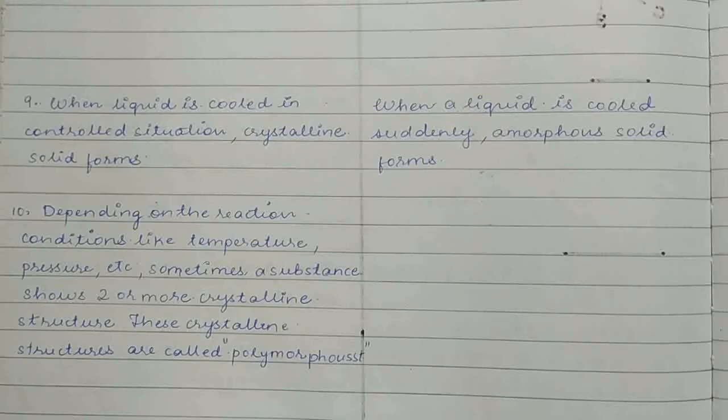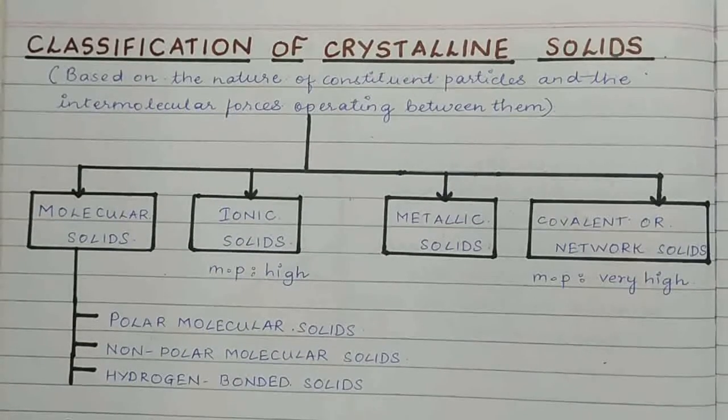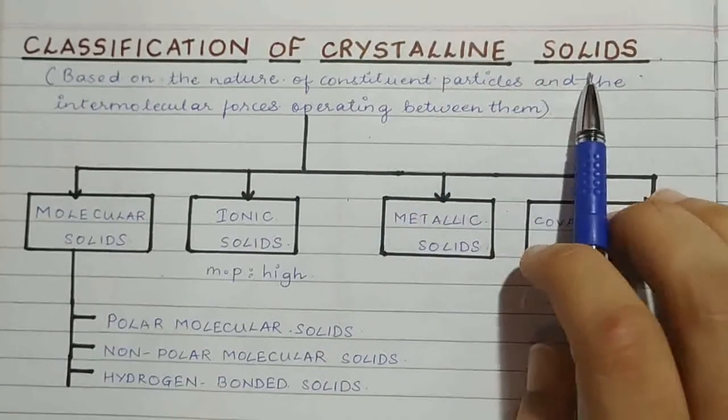There are about 11 points of difference between the two, and from now on in this chapter we will be studying more about crystalline solids than amorphous solids. So the next subtopic of this chapter will be classification of crystalline solids. We will be going through that in a moment. Now coming to classification of crystalline solids.